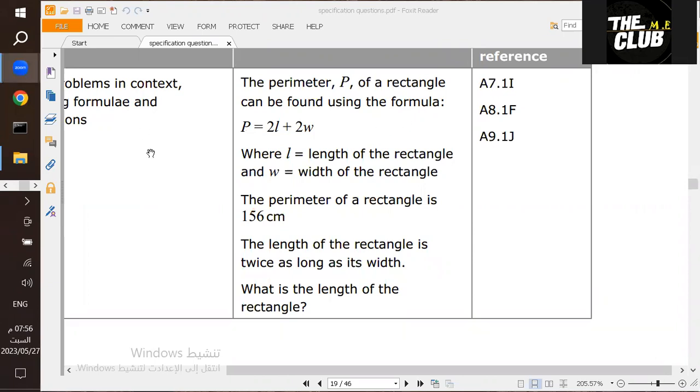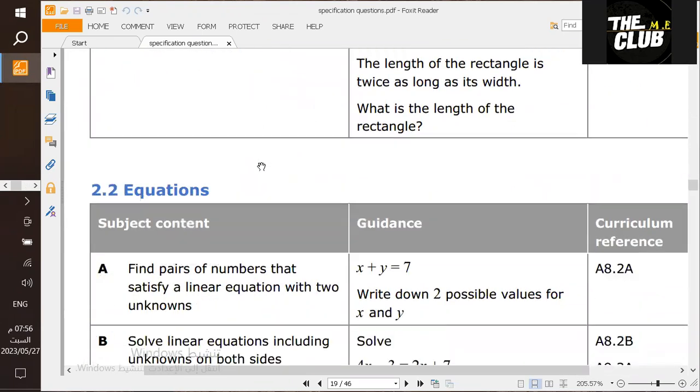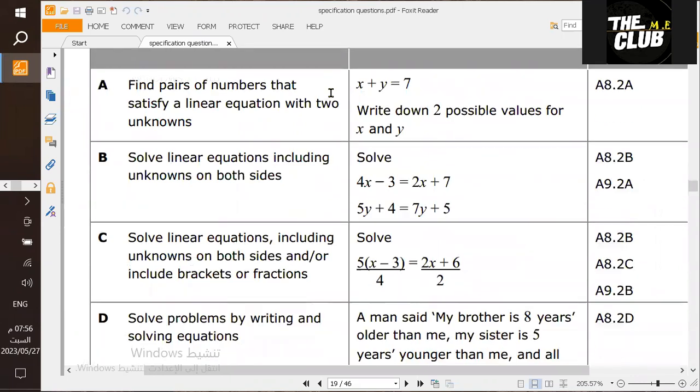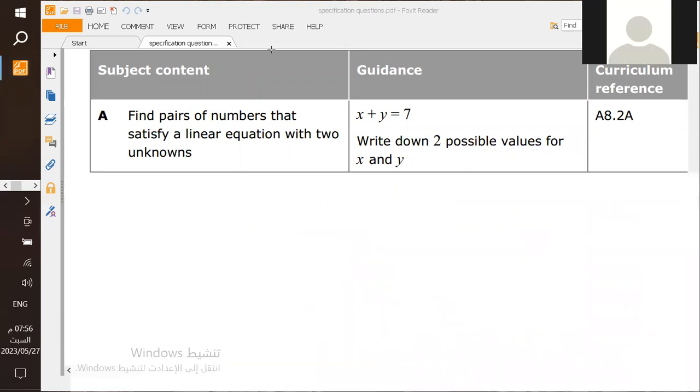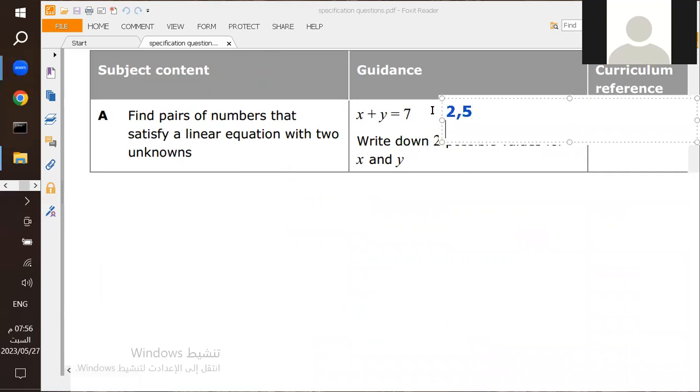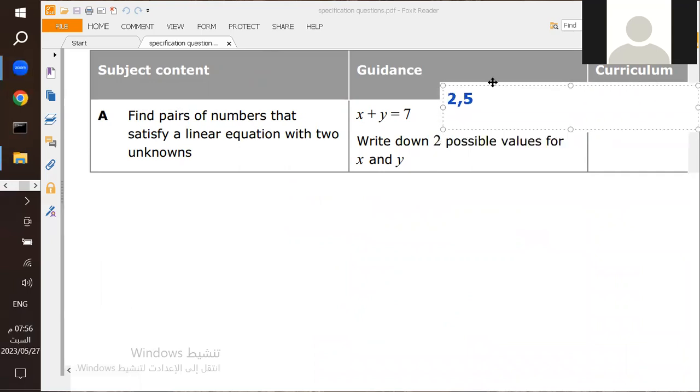I have this question B. We're moving on to equations and how to work with equations. Find pairs of numbers that satisfy a linear equation with two unknowns. We talked about this: when an equation like this comes, write two possible values, any possible values. What do you think? Give me 7. 2 plus 5, yes, 2 and 5, and 4 plus 3, 3 and 4.